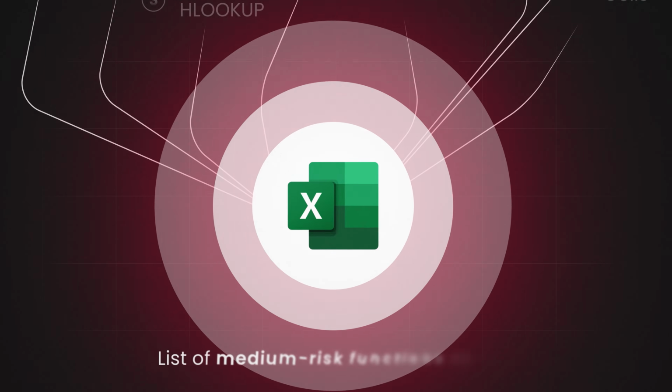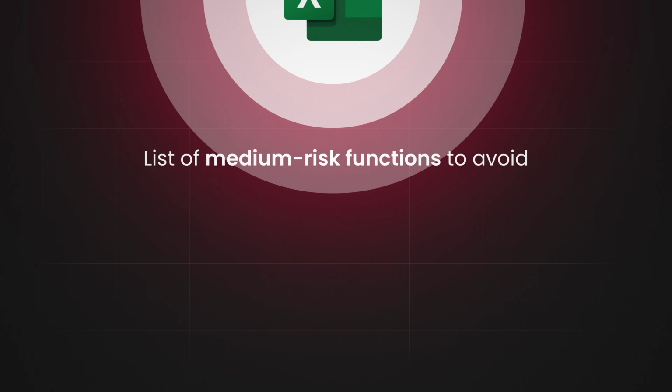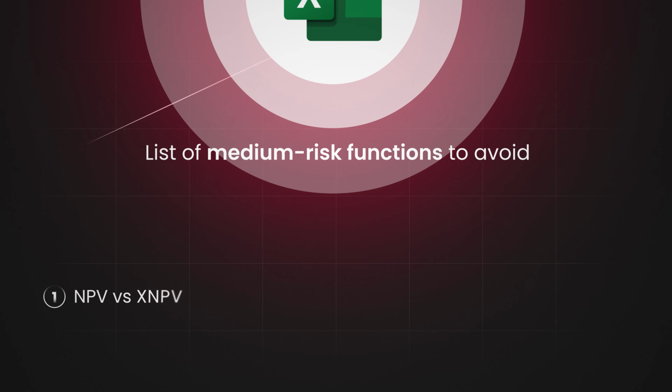Now, let's continue with medium risk issues. Those are functionalities that you can use, but you have to be careful, and you should only use those functionalities if you understand how they work. The first one is NPV and XNPV, and understanding where you should use which.